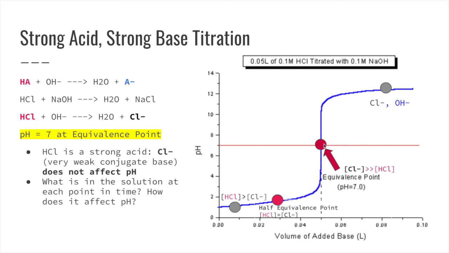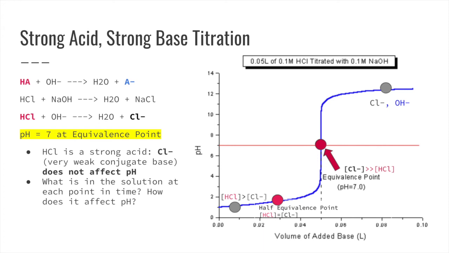At the equivalence point, basically all the HCl has reacted with OH-, and now there are only the products H2O and the Cl-, none of which affect the pH. At standard conditions, the pH at the equivalence point is neutral, which is 7. When analyzing the curve, always think about what is in the solution at each point in time, how their concentrations compare, and how it affects the pH.